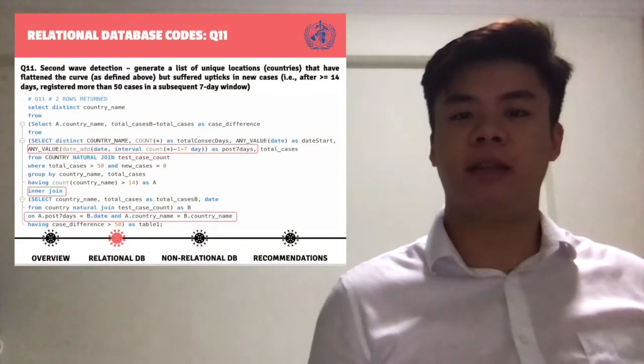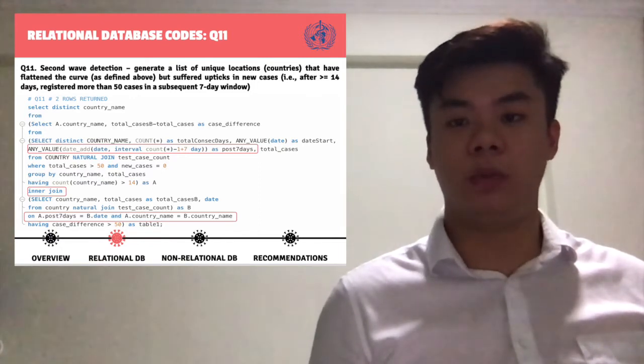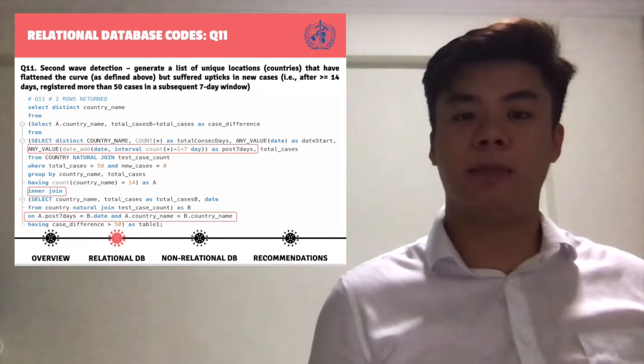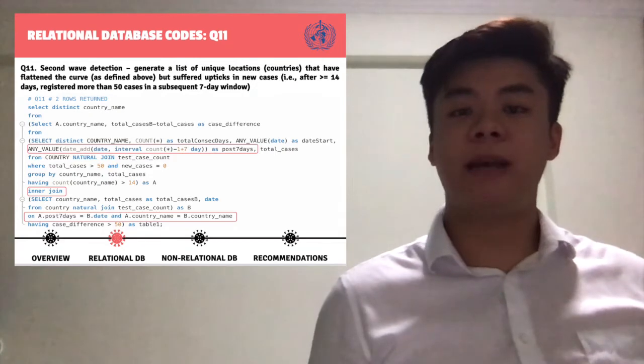Next, moving on to question 11, we need to find the countries that have 0 new cases for 14 consecutive days, but suffered an increase of more than 50 cases in the next 7-day window. So this question is also similar to question 10, but it has an additional condition to it. So for question 11, we'll take a look at the sub-query first.